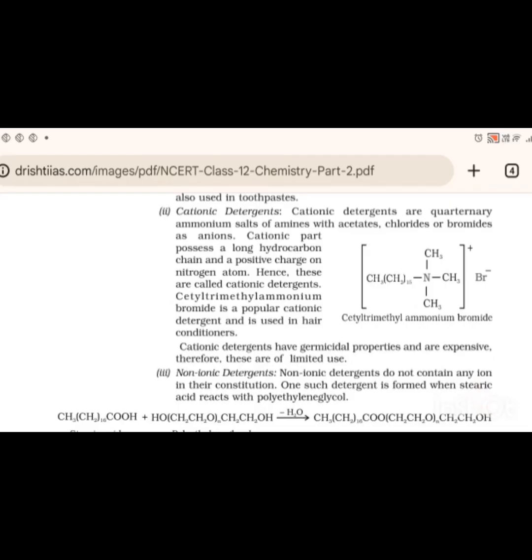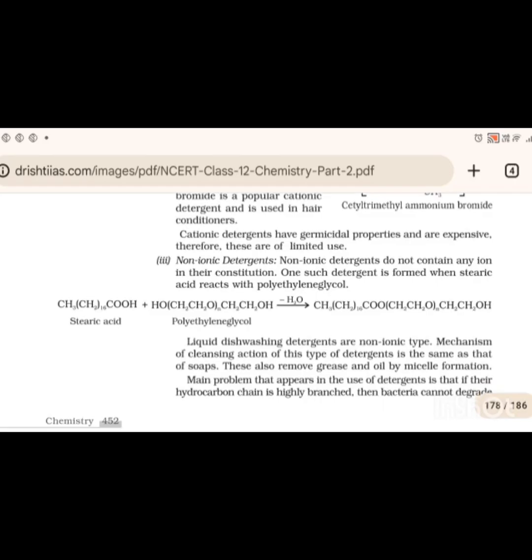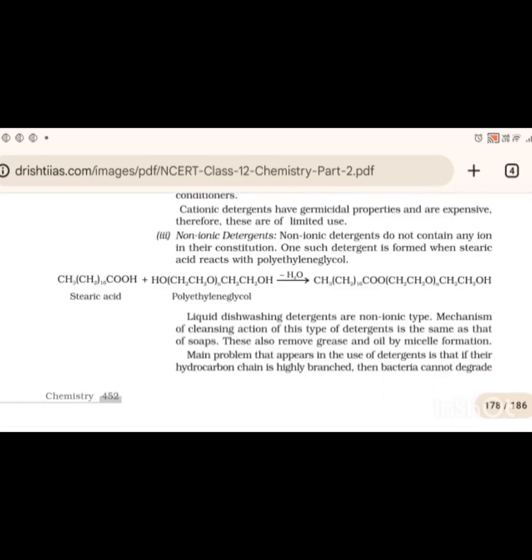Non-ionic detergents. Non-ionic detergents do not contain any ion in their constitution. One such detergent is formed when stearic acid reacts with polyethylene glycol. Liquid dishwashing detergents are of the non-ionic type. The mechanism of cleansing action of this type of detergent is the same as that of soaps. These also remove grease and oil by micelle formation.